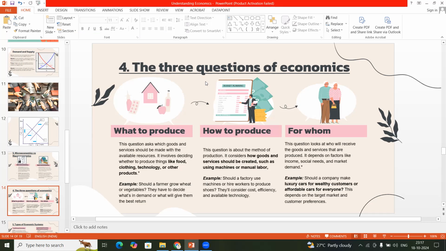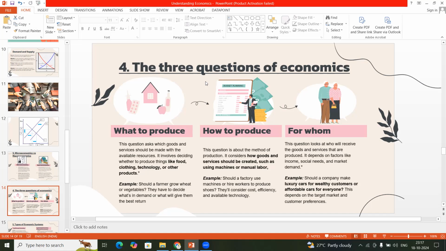For example, should a farmer grow wheat or vegetables? They have to decide what the demand currently is in the market. Now, how to produce? The factors of production, that is, with the help of which they will produce the goods and services, like whether the particular producer will use more workers to produce a good or more technology, so the producer has to make a decision.